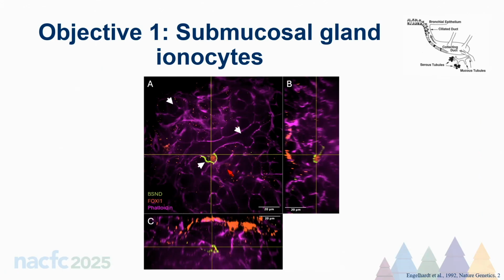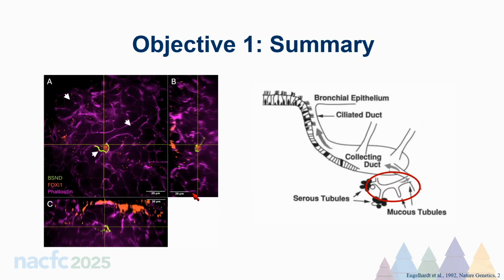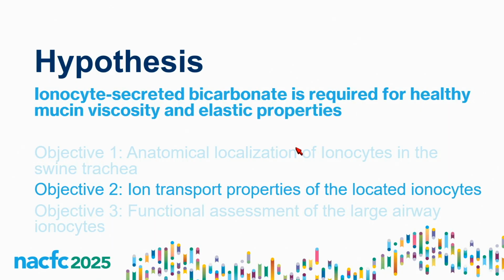Another example of these ionocytes in the mucous tubules, we can see a BSND labeled with FOXI1 opening into the lining of the mucous tubule depicted with this arrow, and then the serous cystic cells surrounding this. So as of now, we're trying to quantify these ionocytes, but I have not seen ionocytes in other locations other than mucous tubules and the ciliated duct in the submucosal gland. So next we want to see, what is their function in these areas?